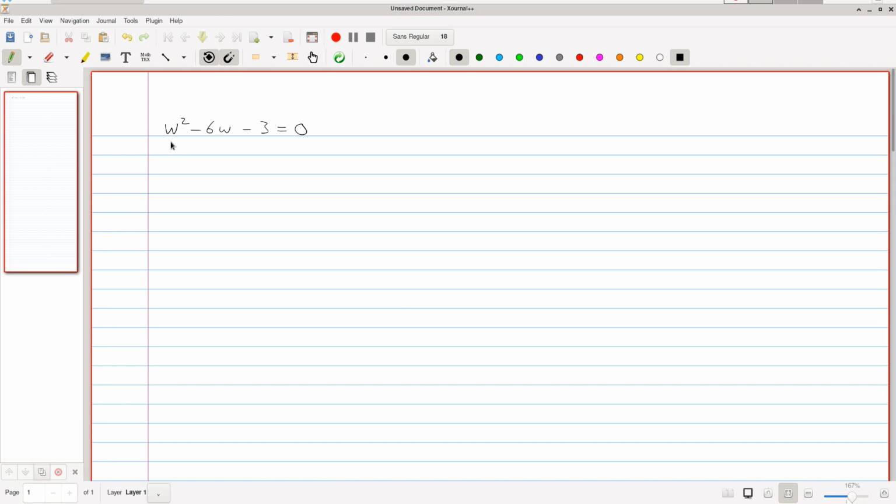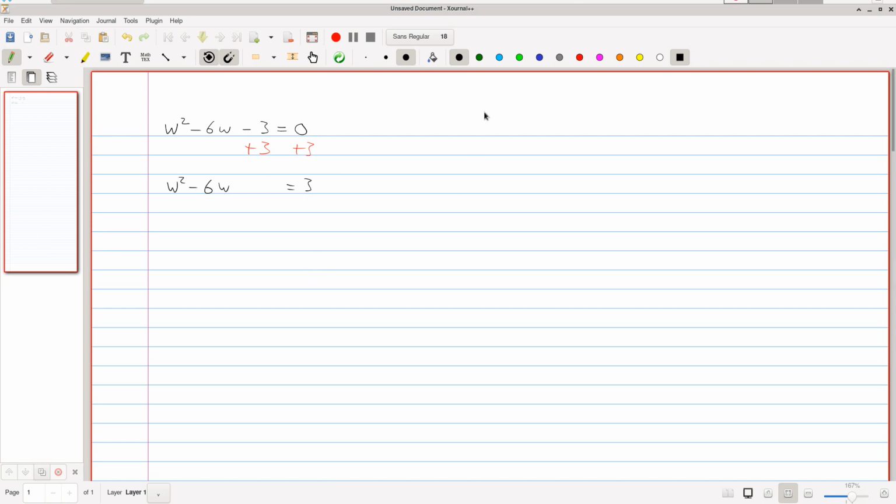Solve the equation w squared minus 6w minus 3 equals 0 by completing the square. To complete the square, we're going to start by moving the constant term to the other side of the equation. So let's add 3 to both sides. So now on the left we have w squared minus 6w, and on the right we have 3.